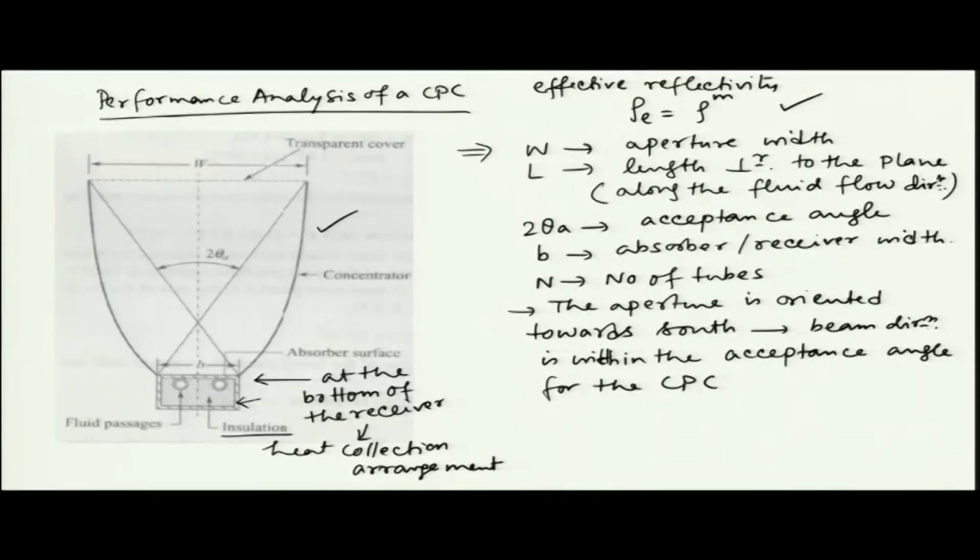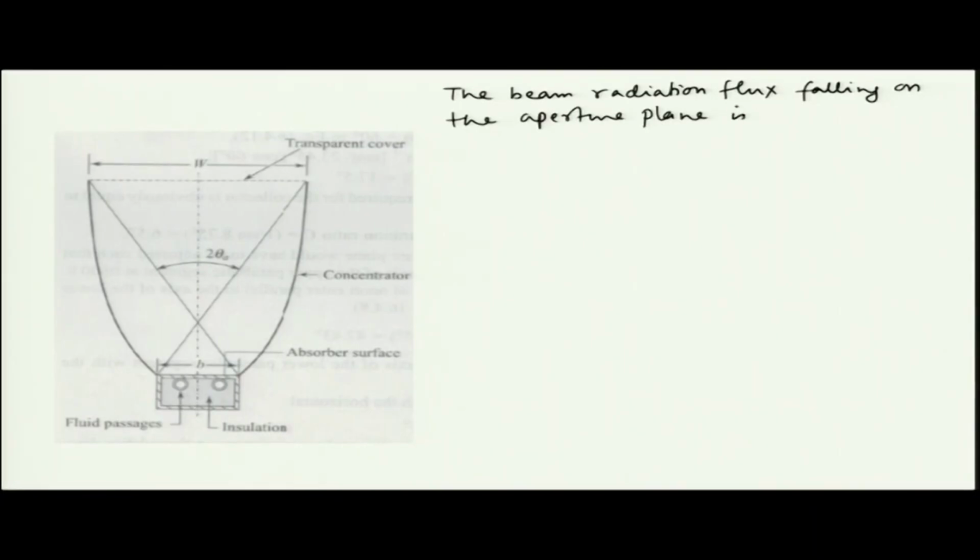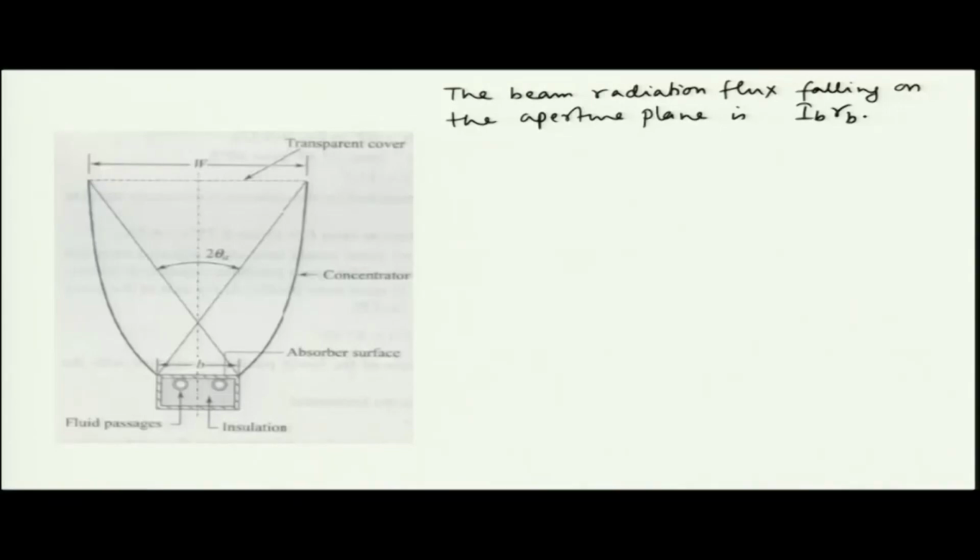Okay. So, if this is the case, then what we can write, the beam radiation flux falling on the aperture plane is IB into RB, right. IB is the beam radiation intensity on a horizontal plane and RB is the conversion factor which takes the tilt into account. Okay, this you have seen earlier, so you know how it comes.